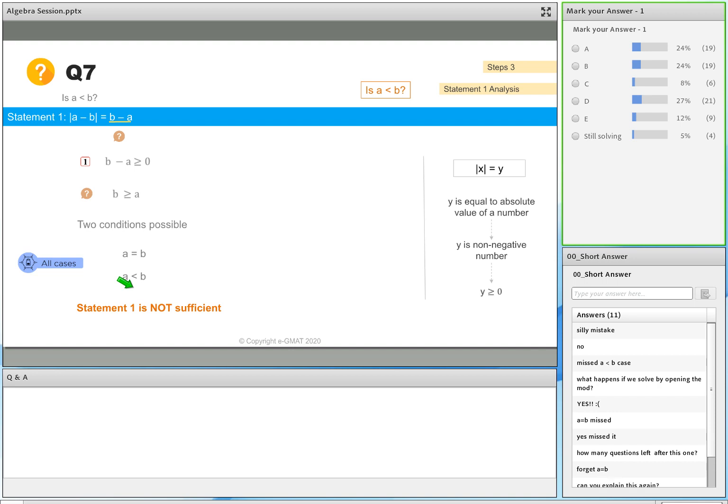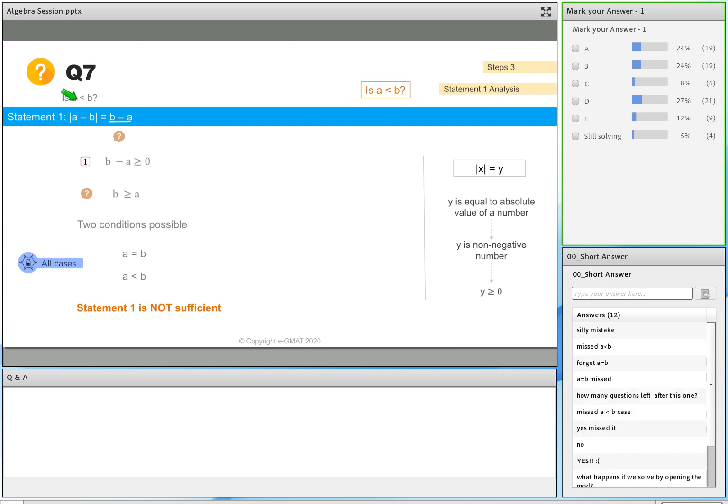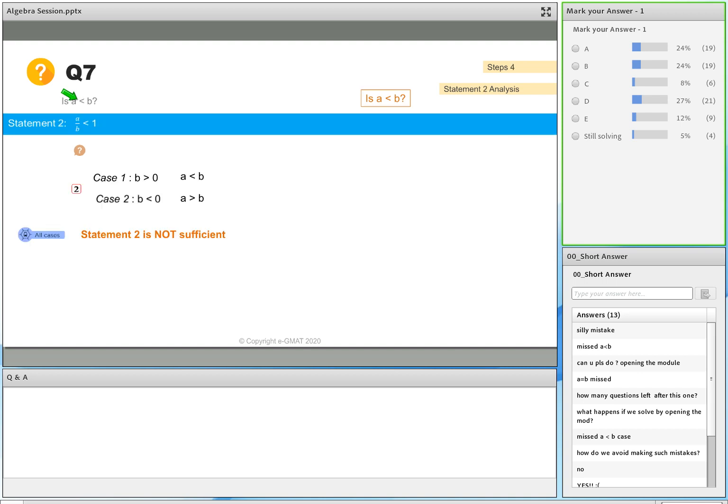Okay, so statement 1 is insufficient because you're not sure whether A is less than B. It can also be equal to B. So everybody who marked A or D, this is where you went wrong. And it's a lot of people, by the way. Okay, let's go on. Statement 2. A by B is less than 1.